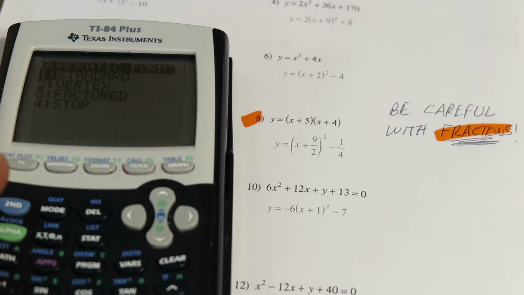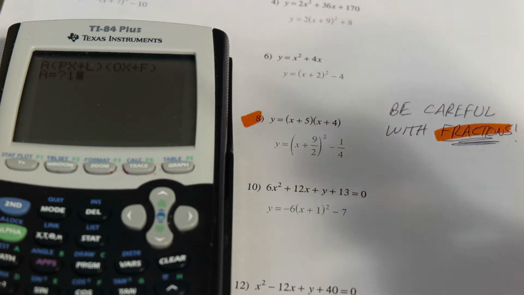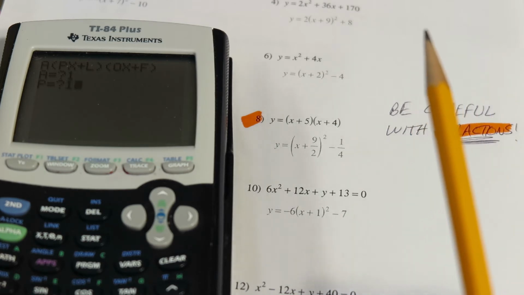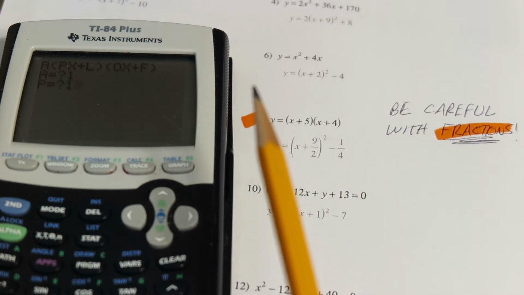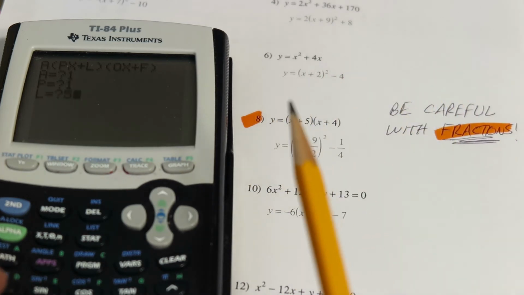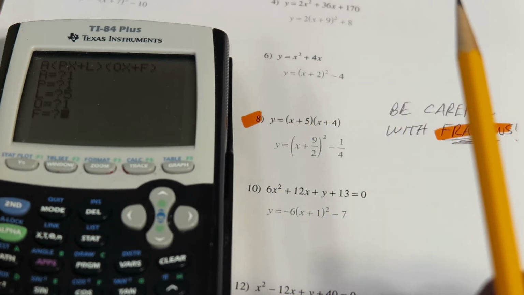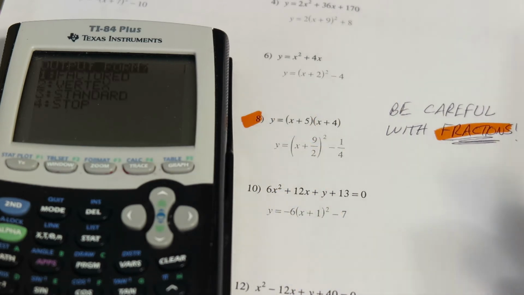So we're going to choose option 3 in this case. And we're going to put 1 for the leading coefficient, or the term right out front. And then we're going to put 1 for the coefficient of the x term. And then we're going to put in a 5. Then we're going to put in a 1 and then a 4. And then we're going to go option 2.